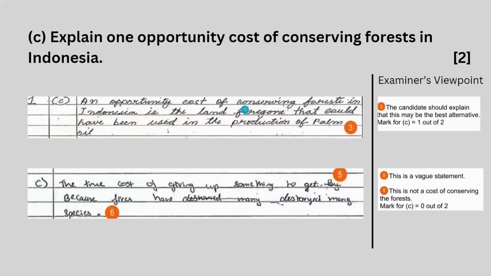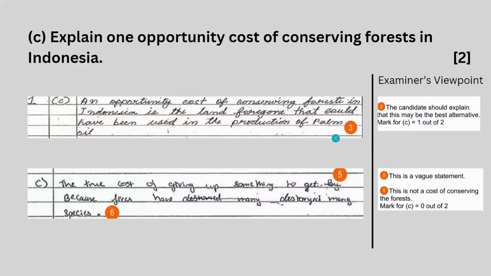Let's go to the C part. Explain one opportunity cost of conserving forest in Indonesia. Over here, the high-marking candidate has got 1 out of 2 and the low-marking candidate has got 0 out of 2. So let's look at the answer of the high-marking candidate.